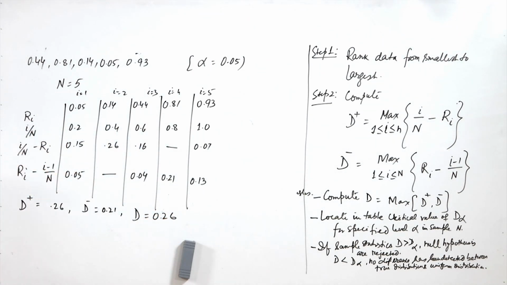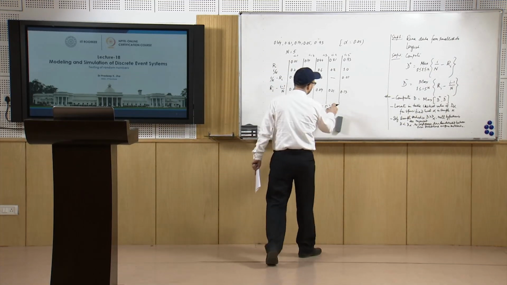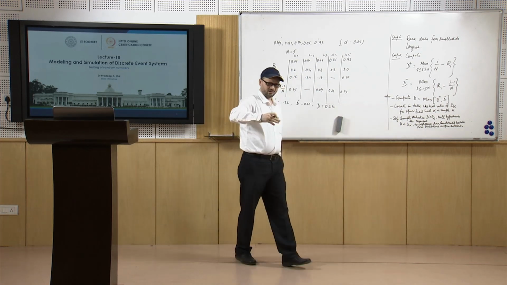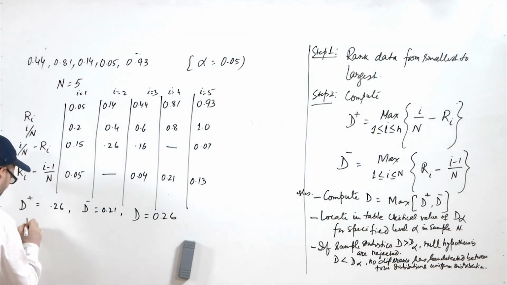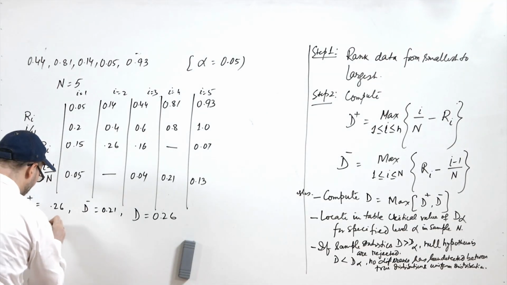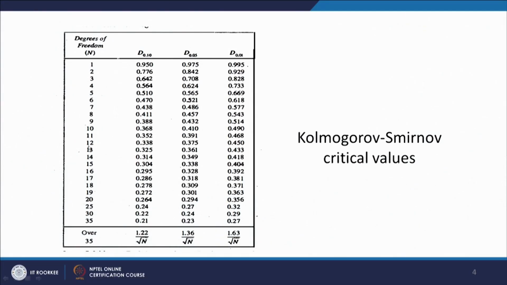Now, we have to compare it, to see how it is faring, whether it is more or less as compared to D alpha. So, D alpha we have to calculate. Now, for D alpha calculation we must know the degree of freedom from this table. As the number of values is 5, the degree of freedom is 4, n minus 1. So, against 4 we will see the D 0.05 value.